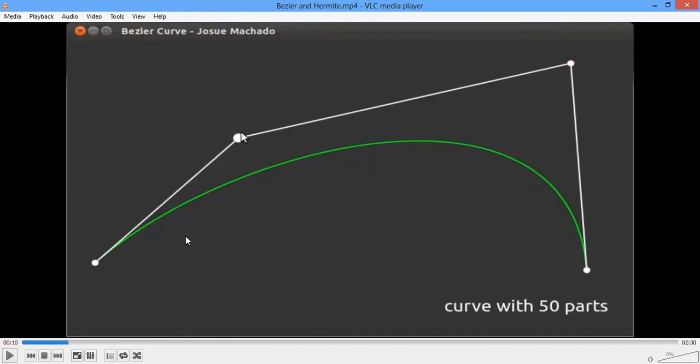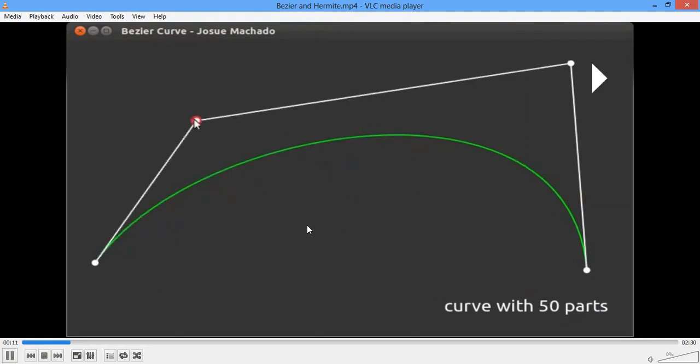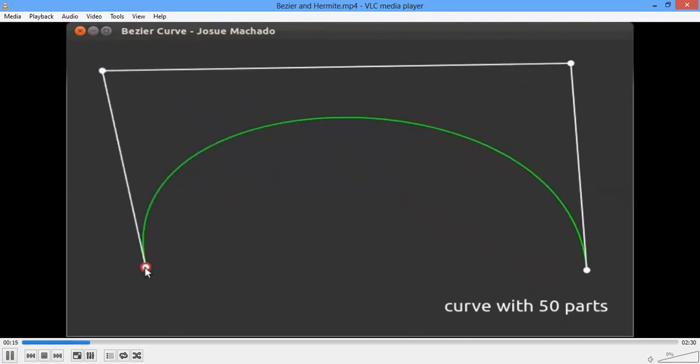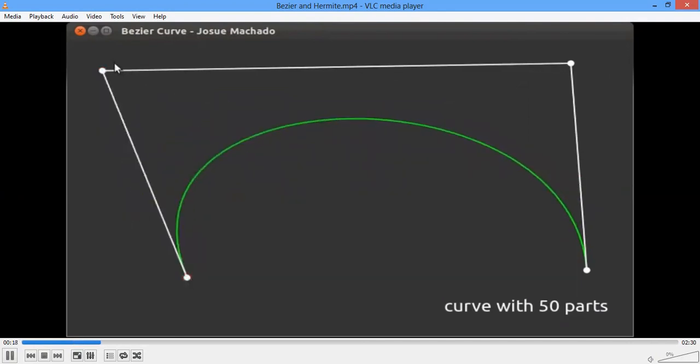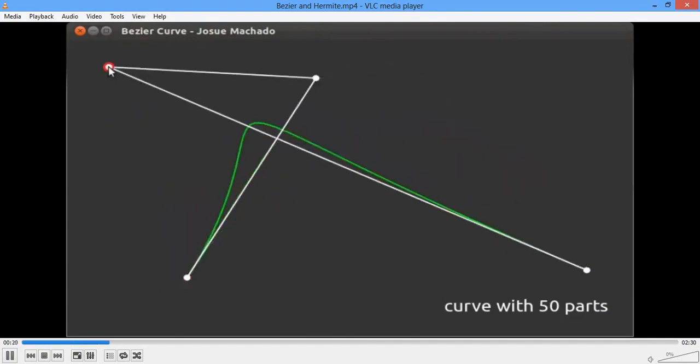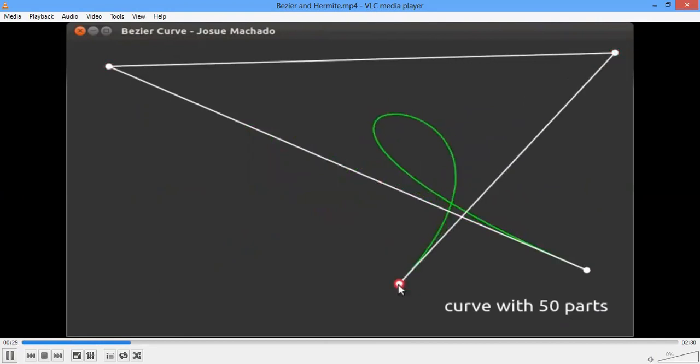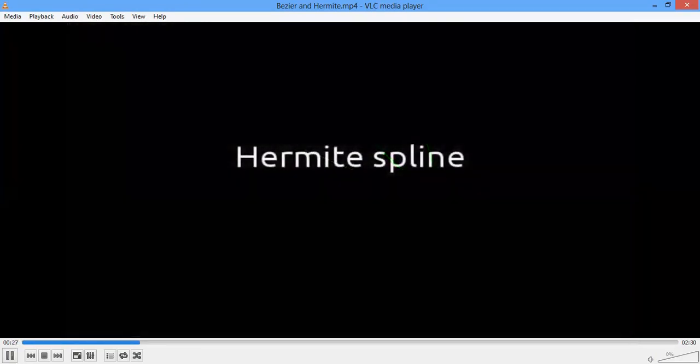The first and the last control points are fixed, and we can move the other two at the same time. This curve has about 50 parts; it has been made up of 50 small straight lines. As we move these control points, according to the equation, the curve is going to change its shape, right? As we can see on the screen, for every change in the position of the control points.